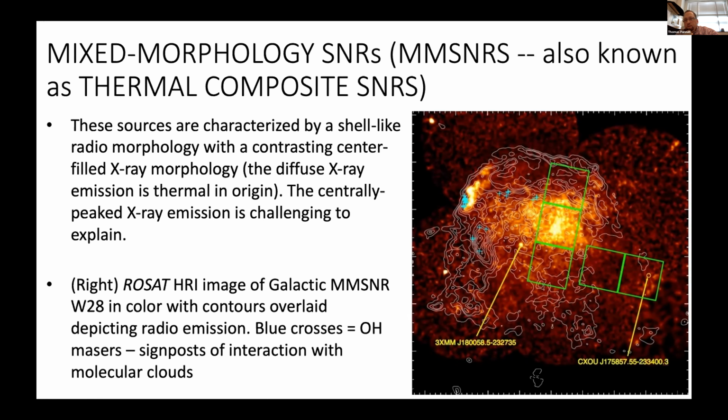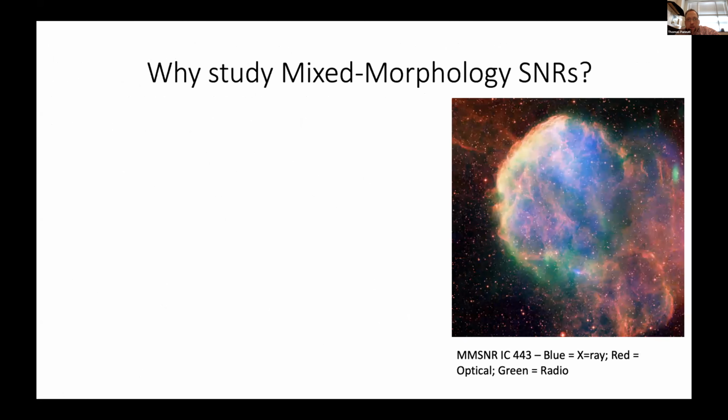For these mixed morphology remnants, it is thought that one reason you could drive this formation is that many of them appear to be interacting with molecular clouds. For example, in W28, all these cyan crosses here are hydroxyl masers. You can see there's a large concentration along this rim over here, but there are other locations over here. So we believe the remnant has very strong interactions along this rim, and W28, like other mixed morphology remnants, is believed to be strongly interacting with its adjacent molecular clouds.